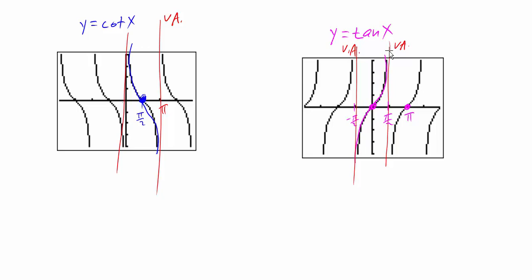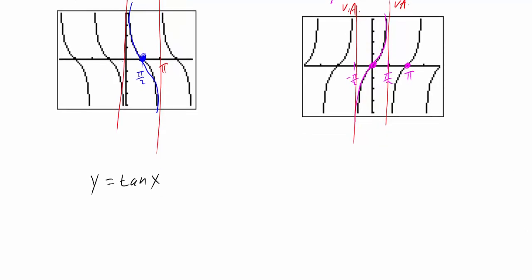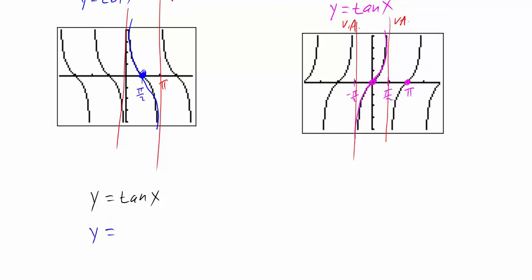And I want to see if you can pause the video and go to your calculator and come up with an equation. We have the graph of y equals tangent x, which is this graph over here on the right hand side. But I want to see if you can, on the calculator, type in an equation using cotangent so that the graph looks just like the tangent function. Okay, so if you want to pause the video and see if you can come up with that.